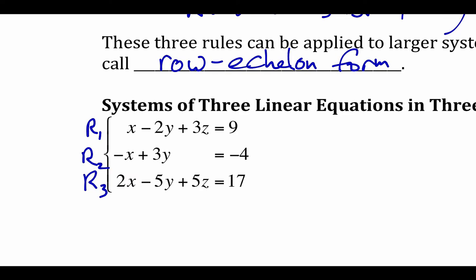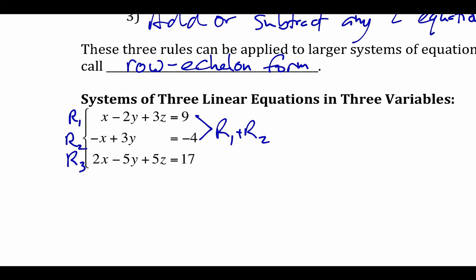Now, I'm already missing a z in the second one, but I'm going to see if I can eliminate the x in rows 1 and 2. So if we take row 1 plus row 2, and I'm going to do this off to the side here, we got x minus 2y plus 3z equals 9, and add it to negative x plus 3y, there's no z, so I'm just going to leave that spot blank, equals negative 4.